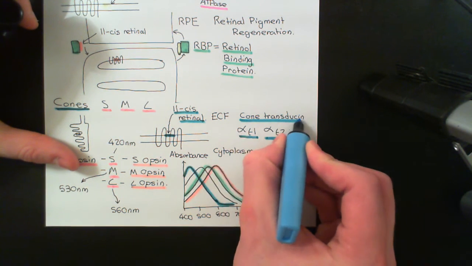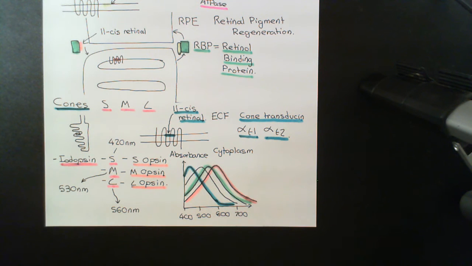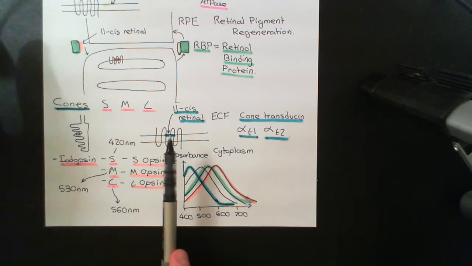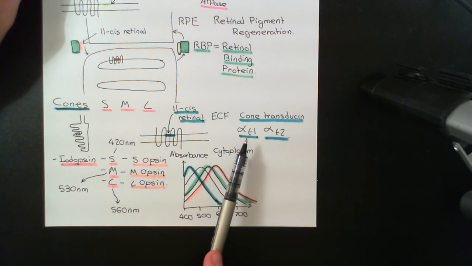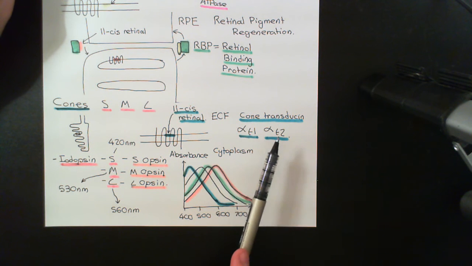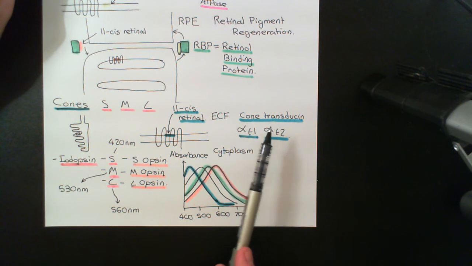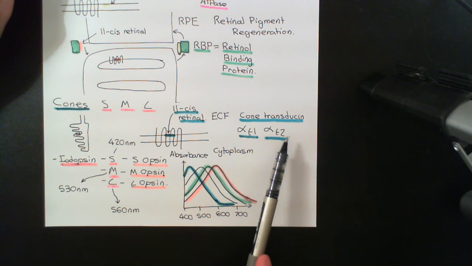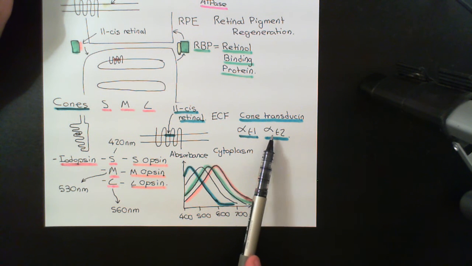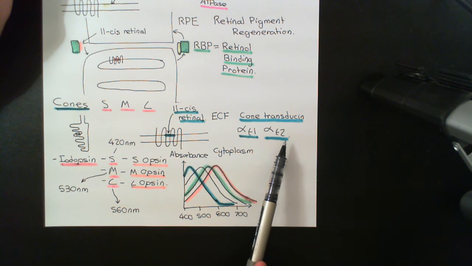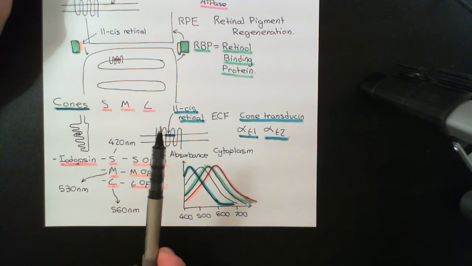Okay, so in cones, our activated iodopsin receptors are going to activate transducin heterotrimeric G proteins of the cone type, and the difference between rod transducin and cone transducin lies in which alpha subunit you have, and in cone transducin you have the alpha T2 alpha subunit. But the process will be exactly the same.